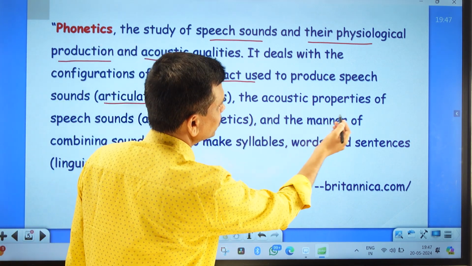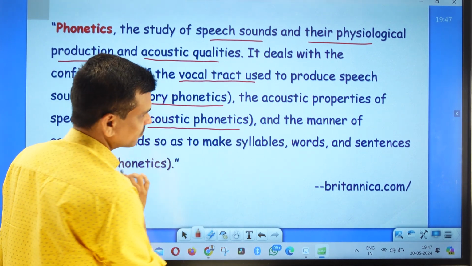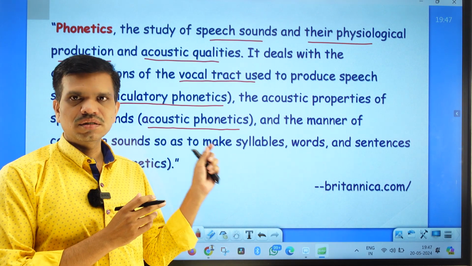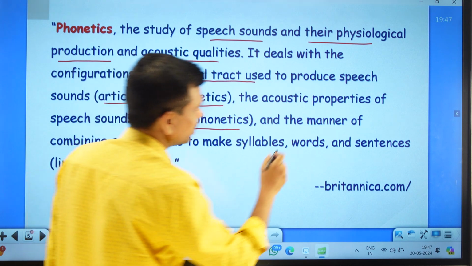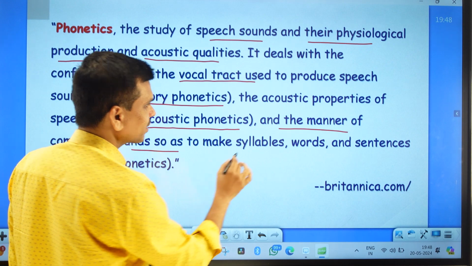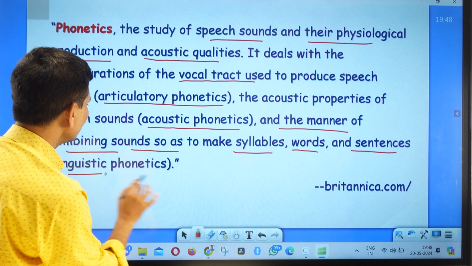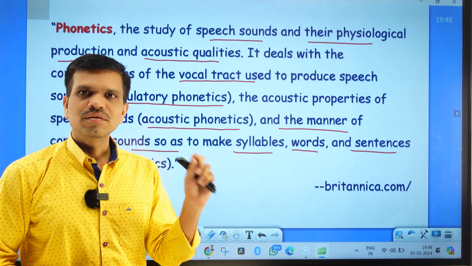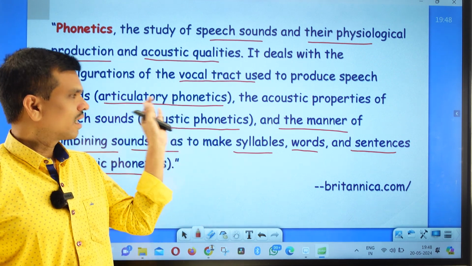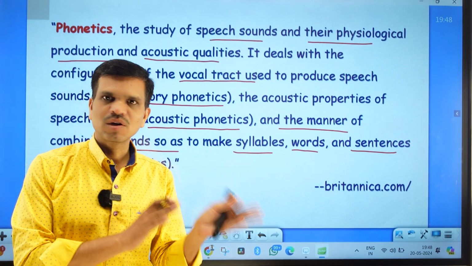Again, the acoustic properties of speech sounds are considered in acoustic phonetics. Acoustic means related to sound, how sounds are produced. Then next we have the manner of combining sounds so as to make syllables, words and sentences. This is considered in linguistic phonetics. So these are some of the sub branches of phonetics. Phonetics can cover articulatory phonetics, acoustic phonetics and linguistic phonetics. So this is the difference between phonology and phonetics.